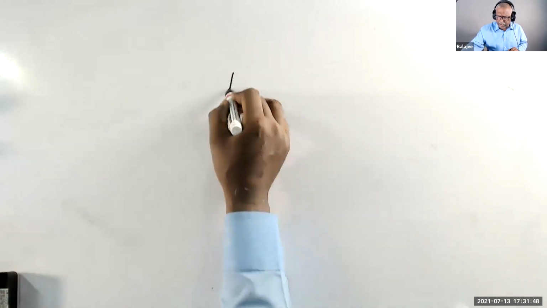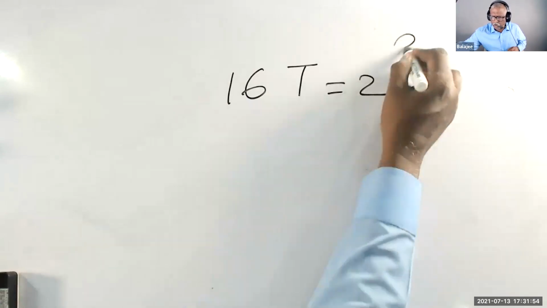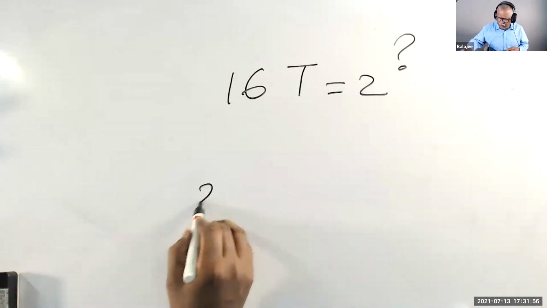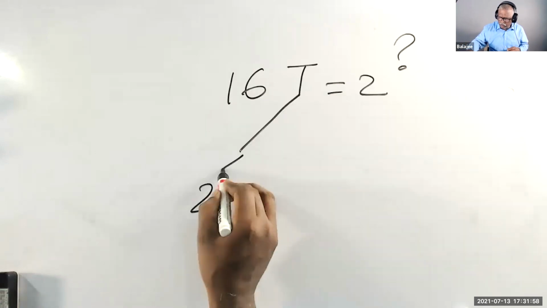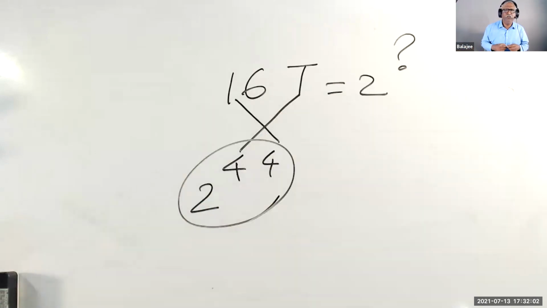Any number, you say that. If I say 16 tera is equal to 2 power how much? Don't worry. Tera means 40, and 2 power 4 is 16, so it is 2 power 44. Understand? This is the most important thing.